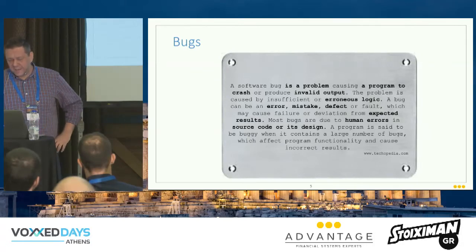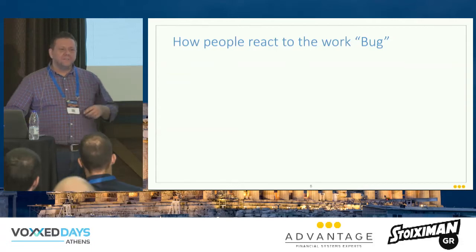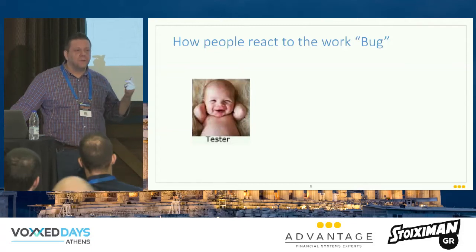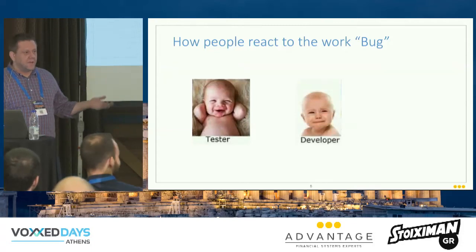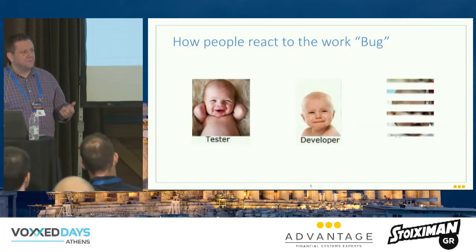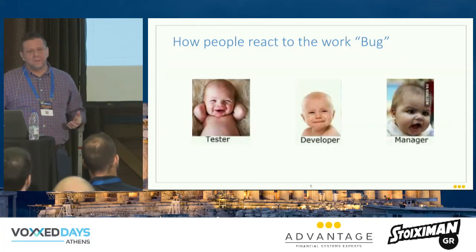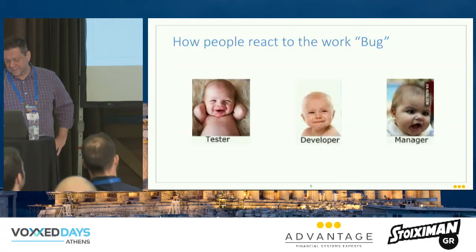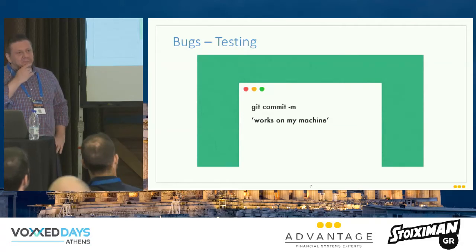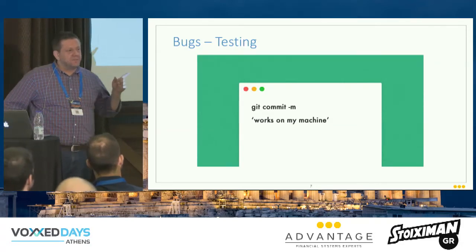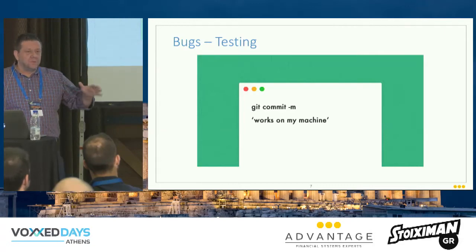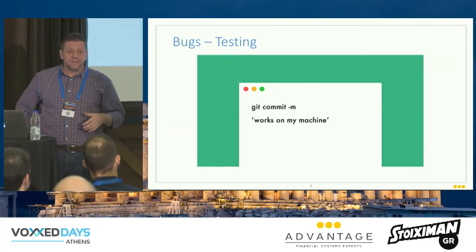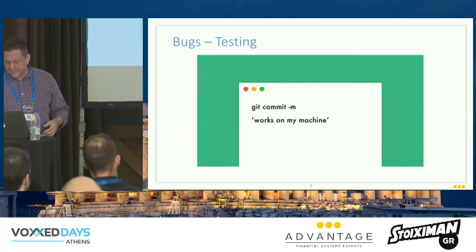So bugs are inevitable, and people react in different ways to bugs. For example, QA testers laugh when they find a bug. Developers cry when they are assigned to investigate the bug. And of course, managers are yelling to everybody that this number of bugs is not acceptable for the next release. Of course, many developers usually say this. I don't know if you have seen this commit message: but it works on my machine. Which brings the whole idea about testing out of the comfort zone of the developer.